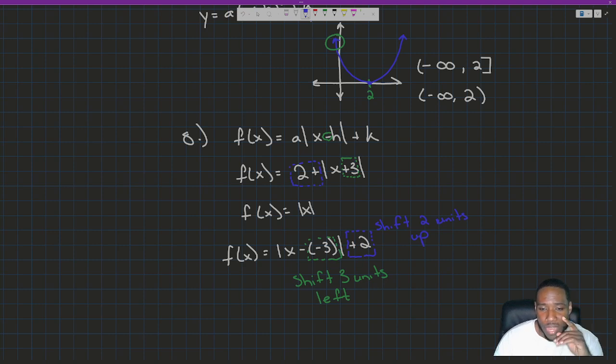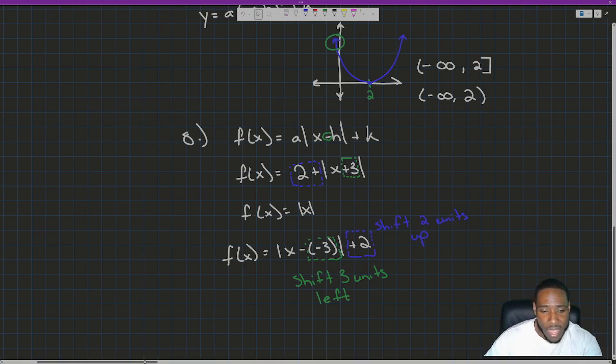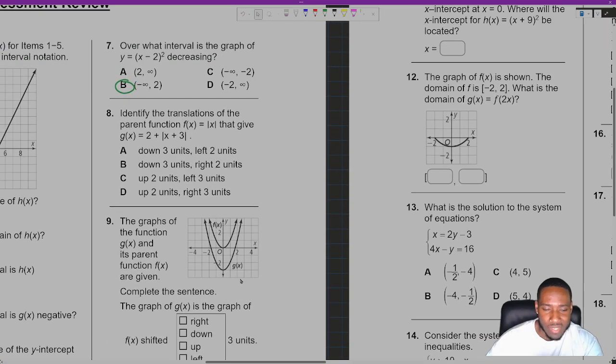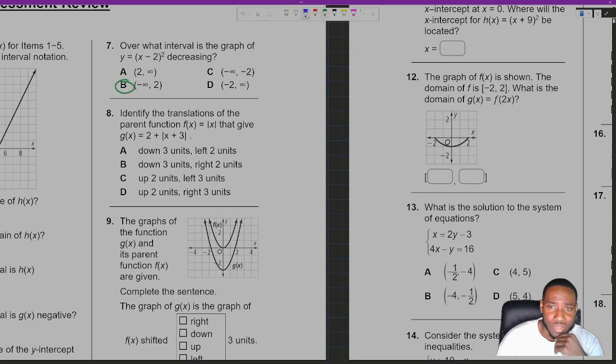So the difference between where we started and where this new function takes us is those two transformations. We shift left 3 units, and then we shift up 2 units, which means that we are selecting answer choice C. Up 2 units, left 3 units.